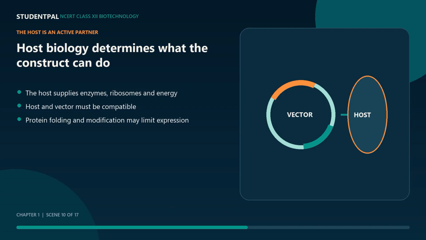Ask 3 questions. Will the vector replicate here? Will the host recognize the expression signals? Can the host produce a functional product? A construct that is copied successfully but makes no active protein may have a promoter problem, a reading frame problem, a folding problem, or a host processing problem. Presence of DNA is only the beginning of the evidence chain.